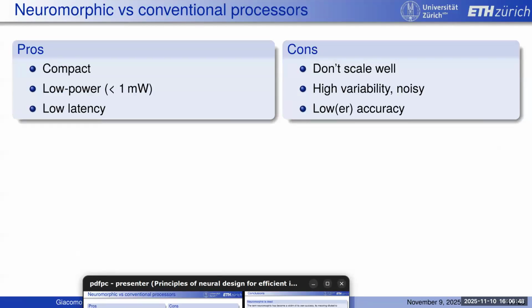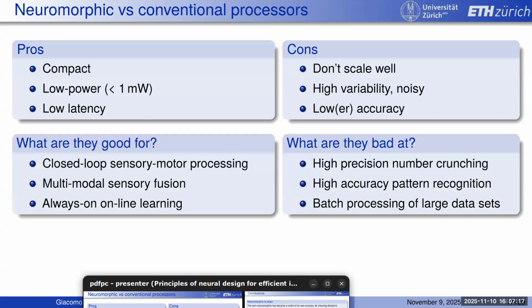Exactly. So you have the advantages of being compact, low power, low latency, but they don't scale well, I told you. They are very, very noisy. Even in case of binary classification, or MNIST classification, you get 30% with one, but if you have like 100 neurons, you still get like 80%. You don't get the 99.99% that people that do AI are looking for. And so they're low accuracy.